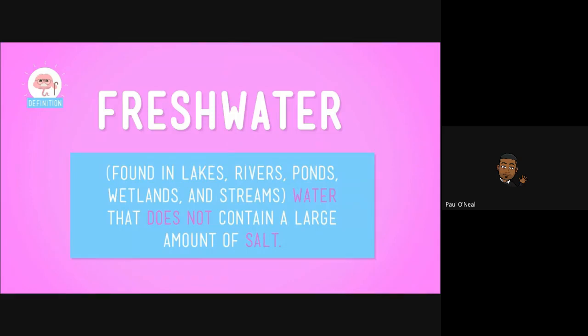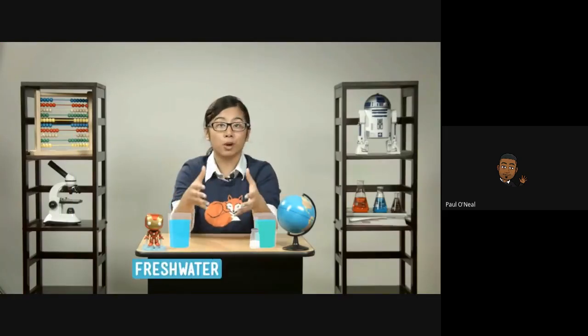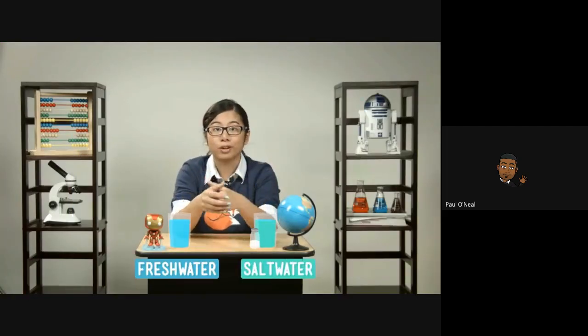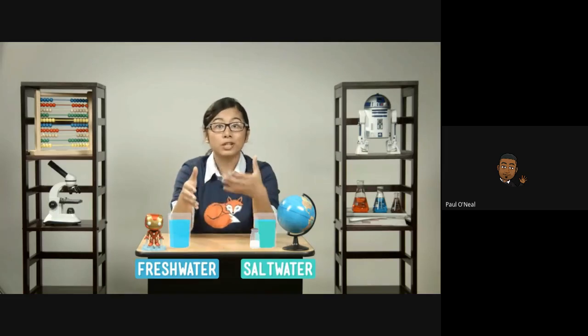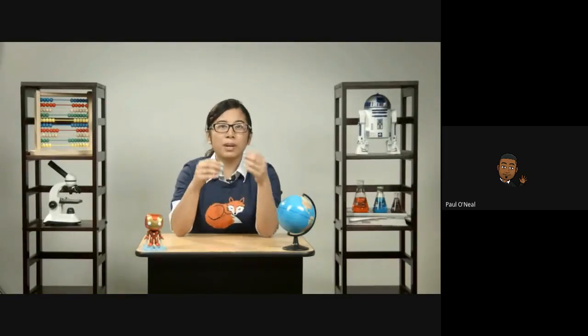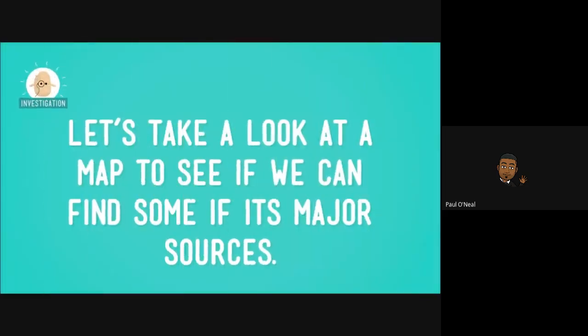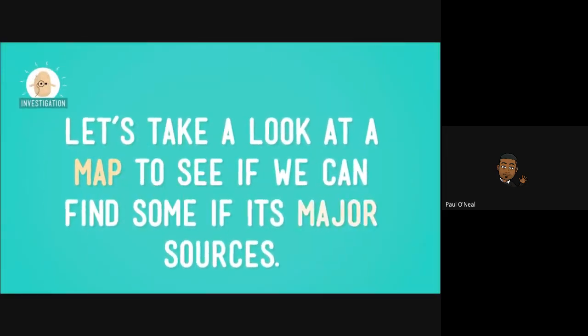Less than 0.1% salt, actually. And plants and animals, including us humans, depend on fresh water because we can't survive on salt water. The amount of salt in salt water is much higher than what our bodies can process. In fact, drinking too much salt water could even kill a person, which is just one of the reasons fresh water is so important. So now you know what fresh water is and that it's super necessary to our survival. But if the oceans make up most of the water on Earth, where can you find fresh water? Let's take a look at a map to see if we can find some of its major sources.